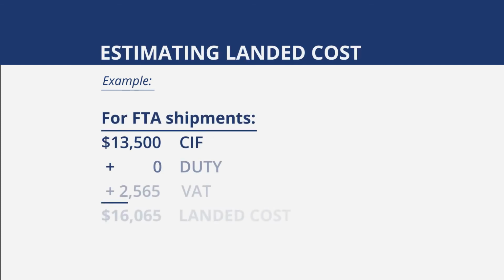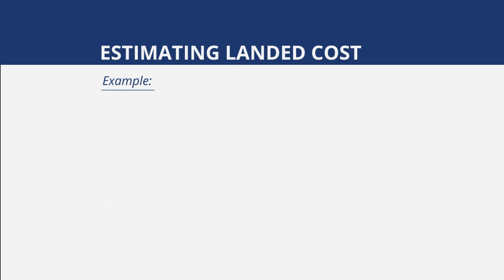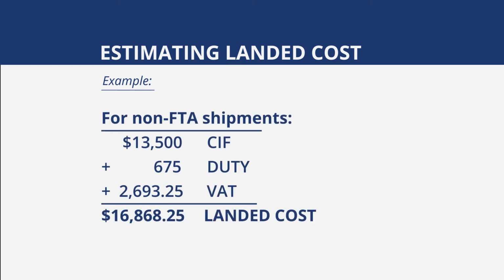Finally, we can estimate the landed cost. For FTA shipments, add the $13,500 CIF, $0 duty, and $2,565 VAT to come to a landed cost of $16,065. For non-FTA shipments, add the $13,500 CIF plus the $675 duty and the $2,693.25 VAT to come to a landed cost of $16,868.25. Now you have a complete picture of what the foreign customer will pay for your product.